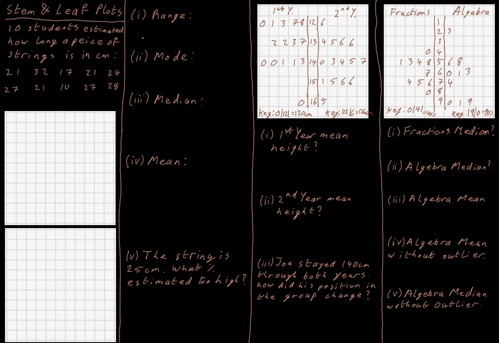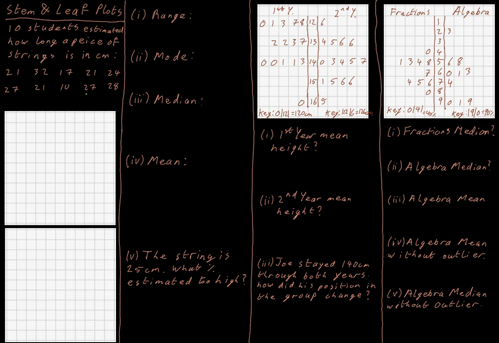Hello. Now we are going to look at how to draw stem and leaf plots and how we can use them. So if we have 10 students and we ask them to estimate the length of a piece of string in centimeters, these are the answers that we get back. We can see we have 10 students, and the first one said that the string might be 21 centimeters long, another one said that it could be 32 centimeters long, and so on.